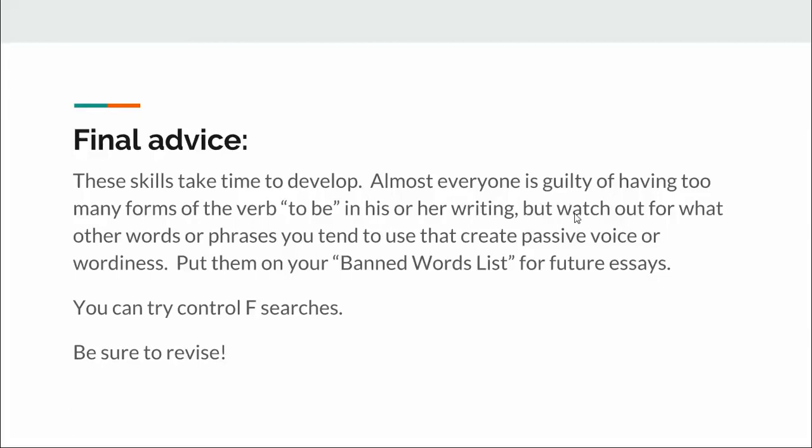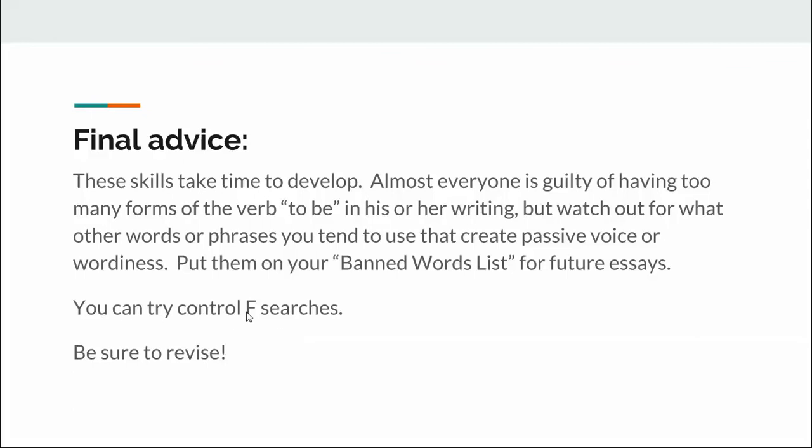The big thing here, though, is to watch out for what other words or phrases you tend to use that create passive voice or wordiness, and put them on your banned words list for future essays. If you get an idea of what phrases you tend to use and how often you tend to use them, then again, you can put them on your radar, put them on your banned words list, and make sure that you revise for them.